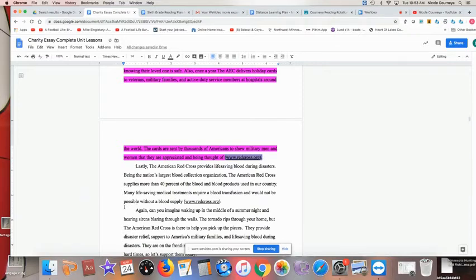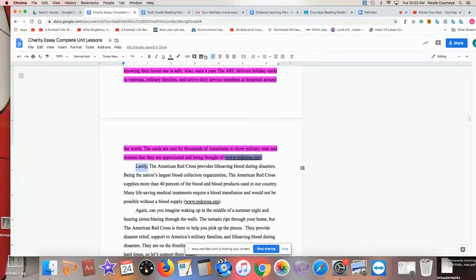The green is the transition word. The yellow is the topic sentence, tells what the paragraph is about. And then the pink should be information about that topic. You wouldn't want to highlight it if it doesn't have anything to do with the topic.